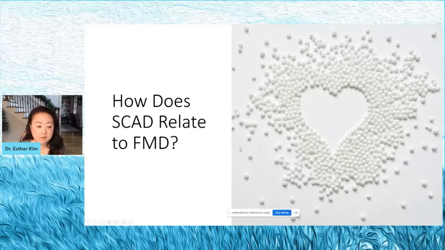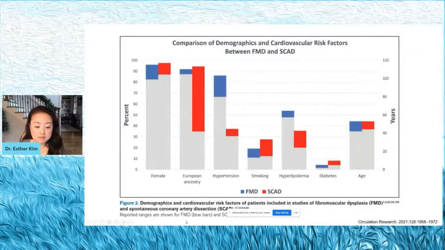How does SCAD relate to FMD? Very good question. This is a figure from a review article that Dr. Ganesh and I and other authors wrote and was published earlier this year. What we did is look at the prevalence of various risk factors amongst people who have fibromuscular dysplasia and those who have spontaneous coronary artery dissection. And the bars represent the ranges.